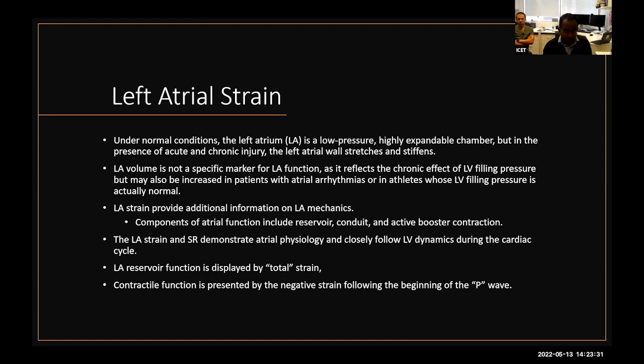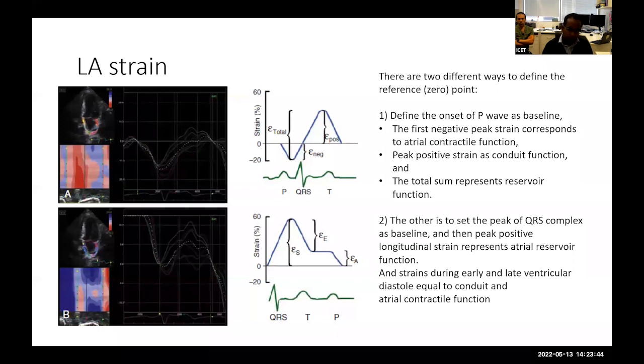So when you look at LA strain, it provides additional information in terms of the LA function. It looks at the atrial function, which looks at reservoir, conduit, and active booster. When we look at the LA strain function, it becomes a bit more tricky, because the different segments or different parts of the LA strain measurements will tell you what function or what actual mechanics of the left atrium is impaired.